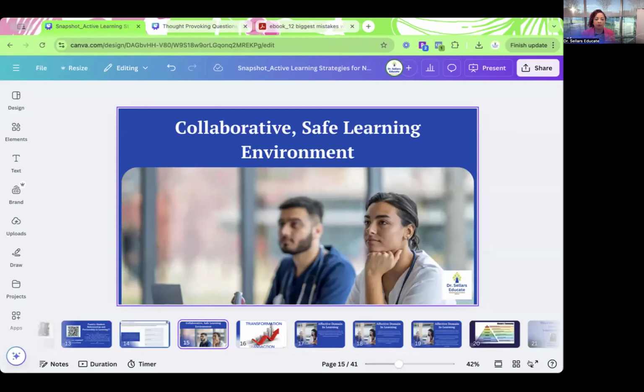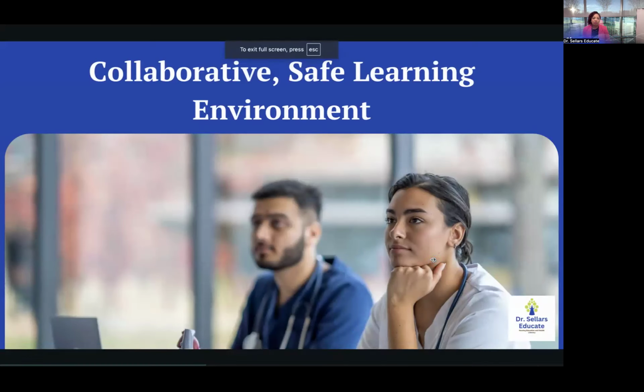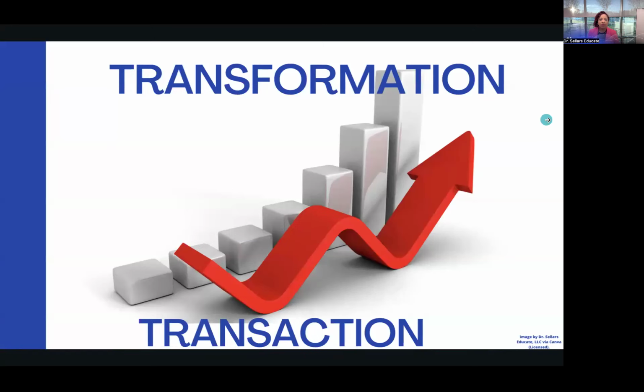As we explore what are some of these foundational elements that you want to consider when you are creating this collaborative, safe learning environment, first and foremost, remember that there's a transaction that happens, right? Students exchange their time and their money for a learning experience. We want to create more of a transformation. How do we do that?